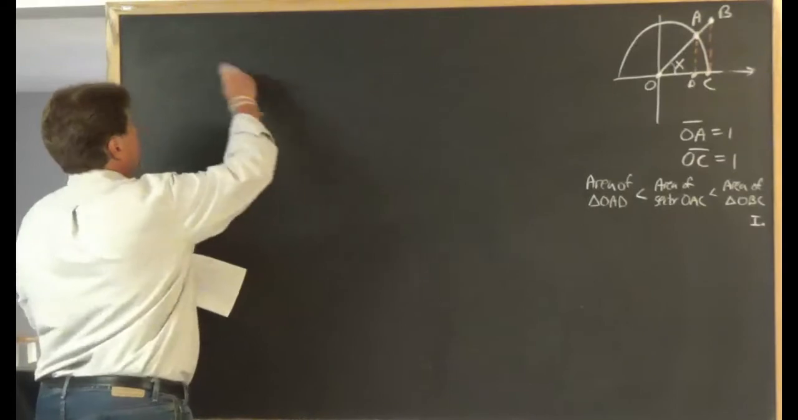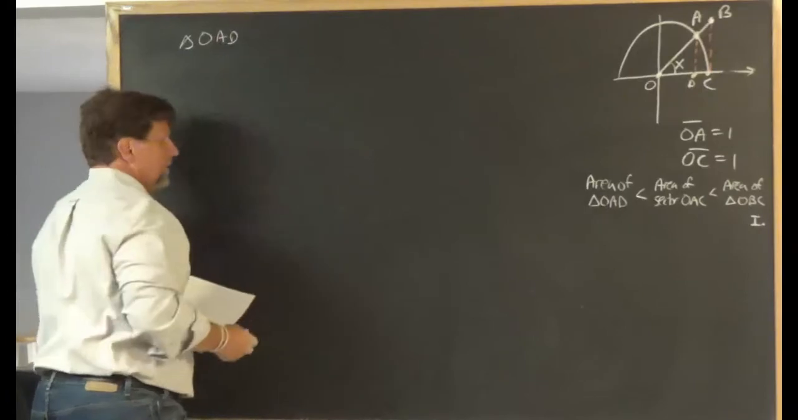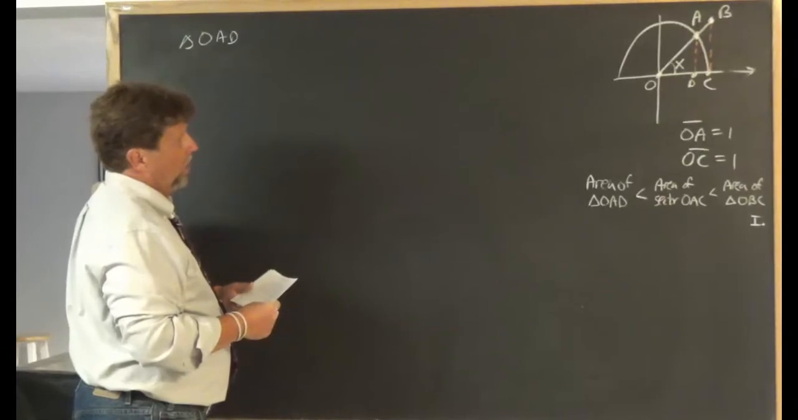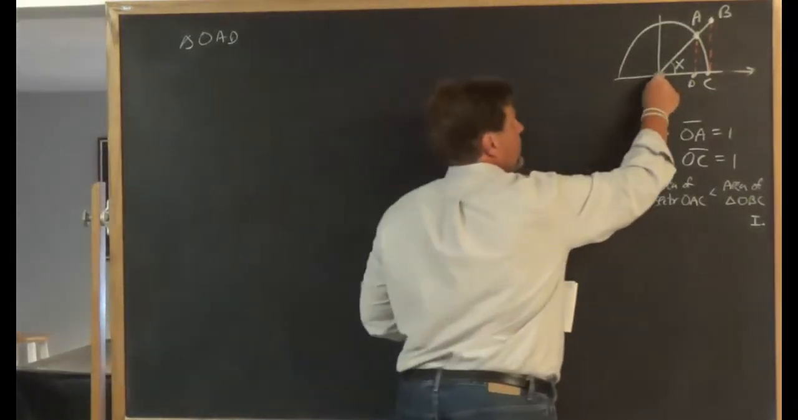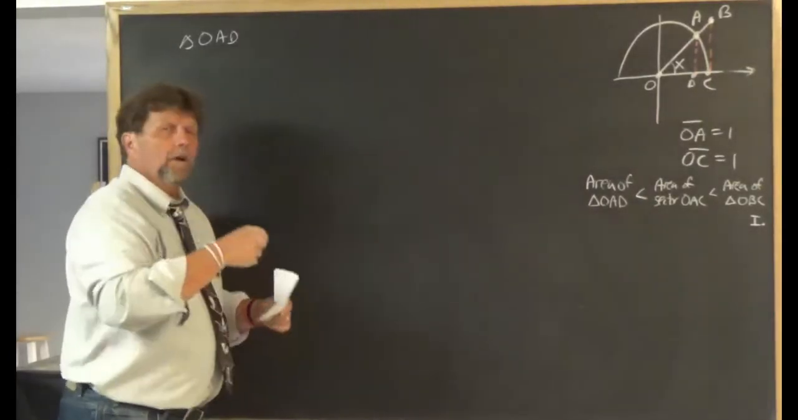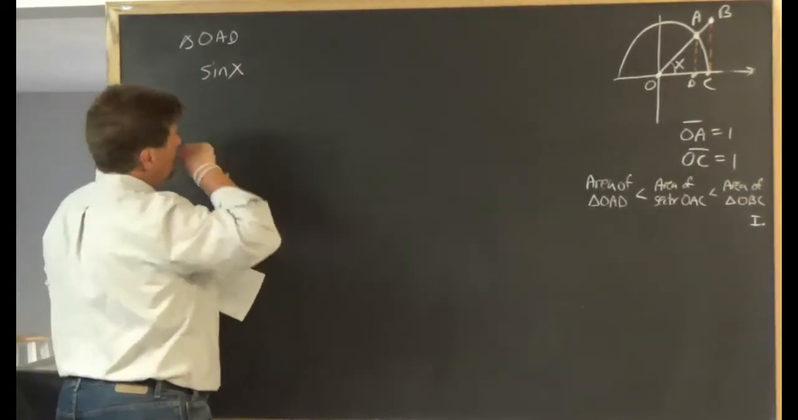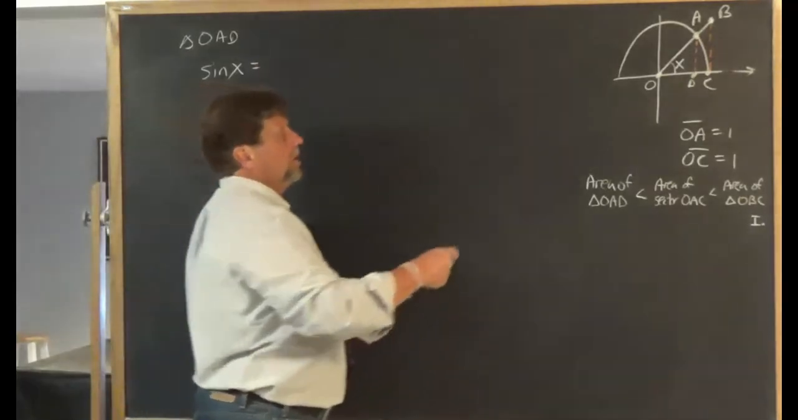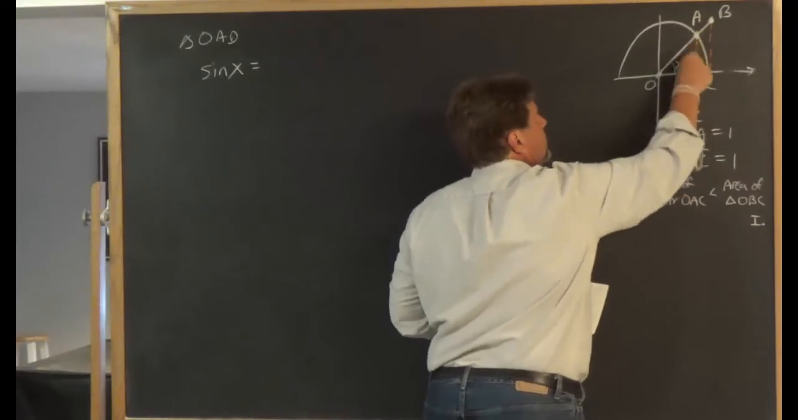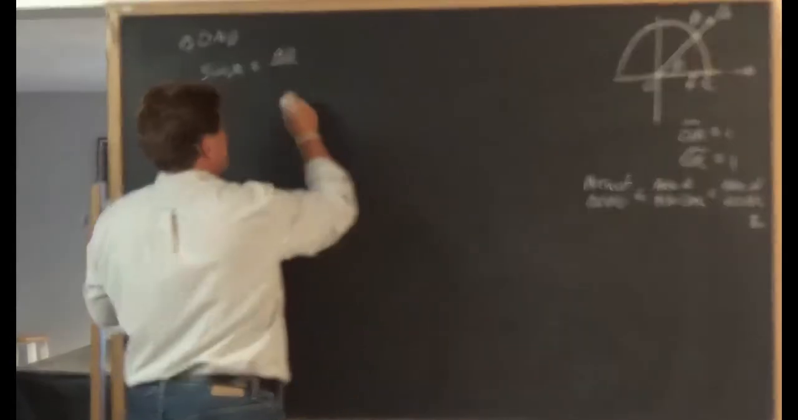Hey folks, let's look at triangle OAD. So I'm saying let's look at this triangle right here, OAD. In triangle OAD, because it's a right triangle, we know from right triangle trig that the sine of angle x is equal to opposite over hypotenuse. So the opposite side is AD and the hypotenuse is OA.